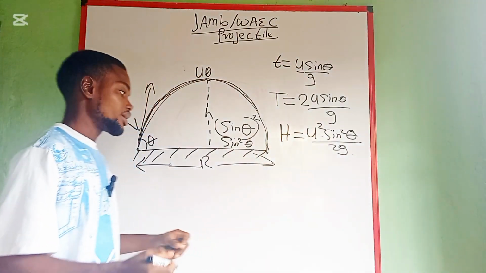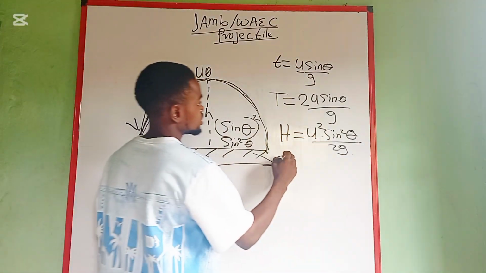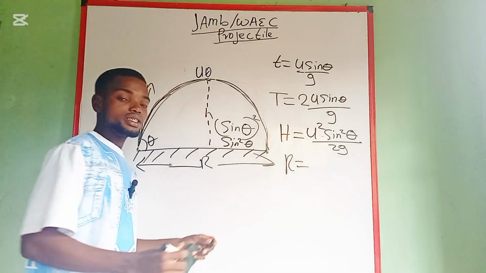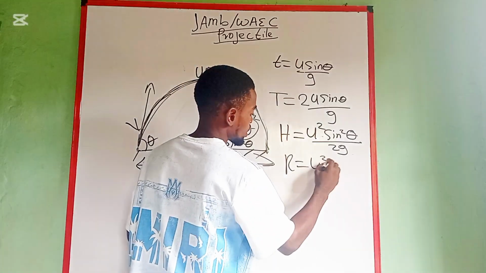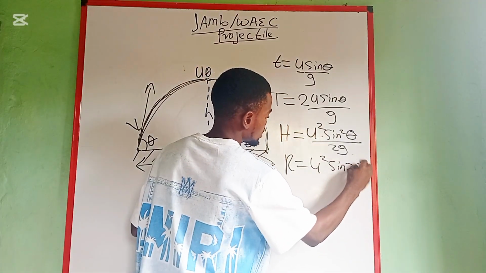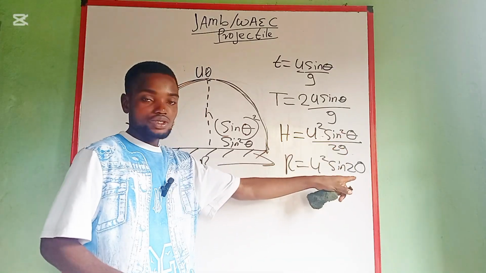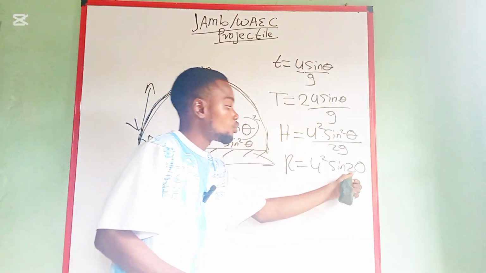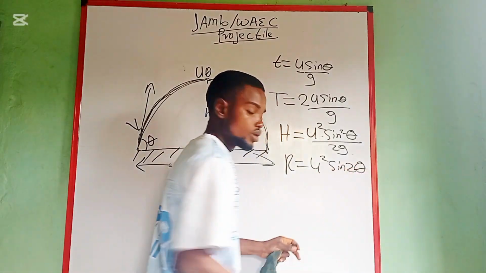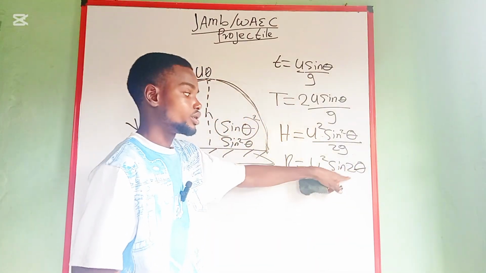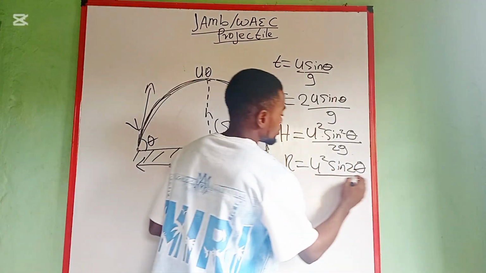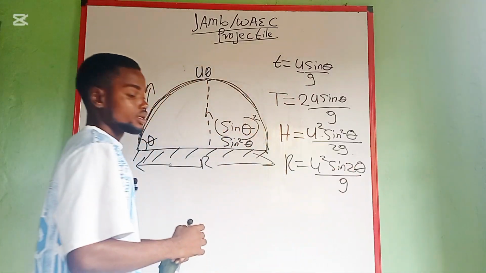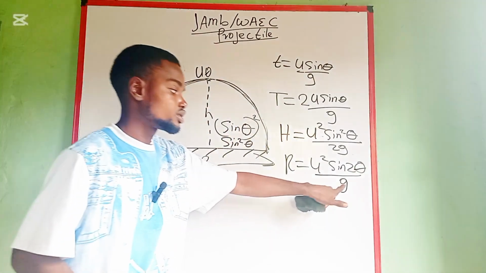Now, the other formula you need to know finally is the range. The range is given by u square sine 2 theta. This one is sine square theta, this one is sine 2 theta. So this one you sine first before you square, but this one you multiply the theta, the angle of projection, by 2 before you sine, and then you divide it by gravity, which is g.